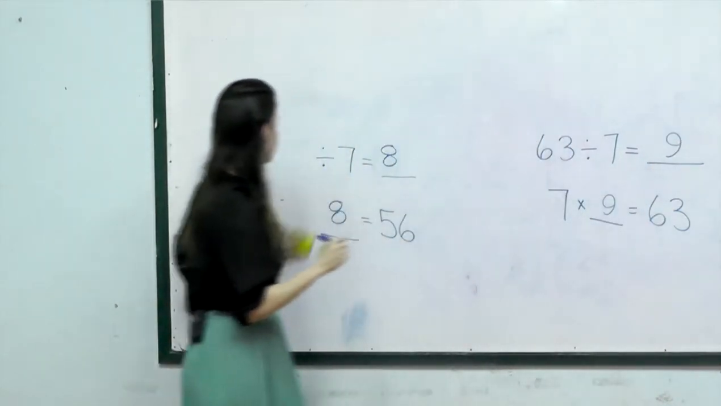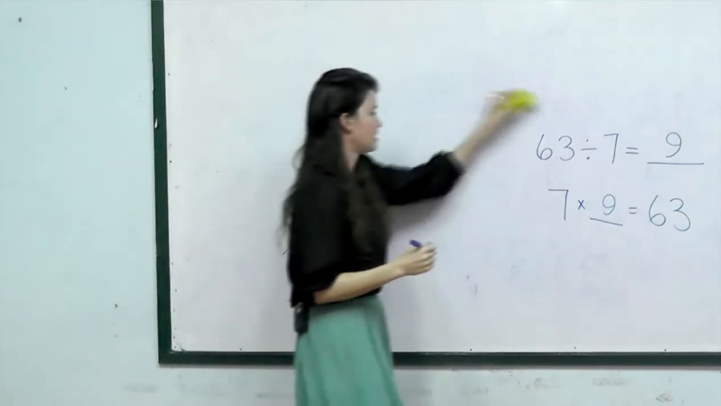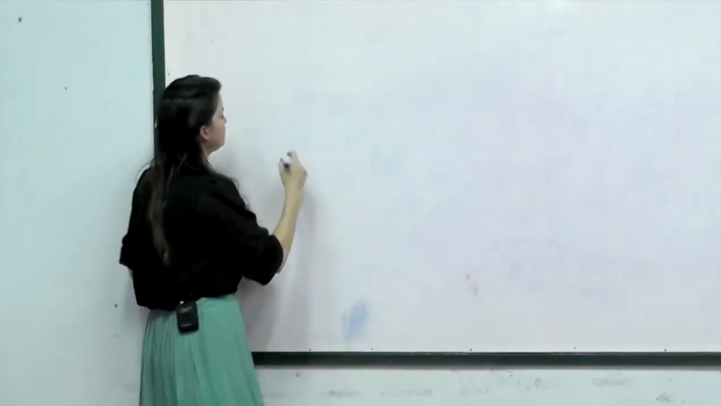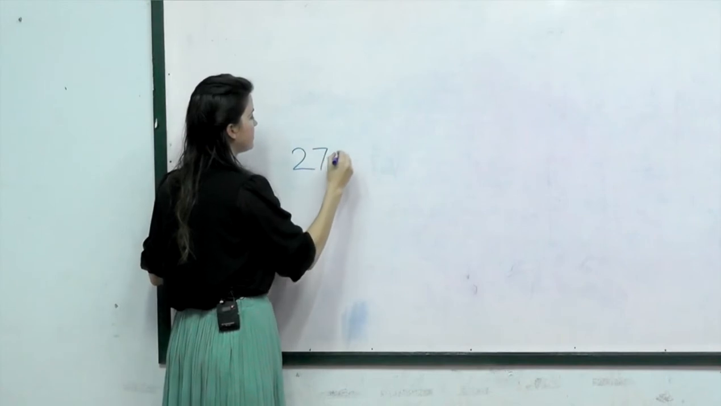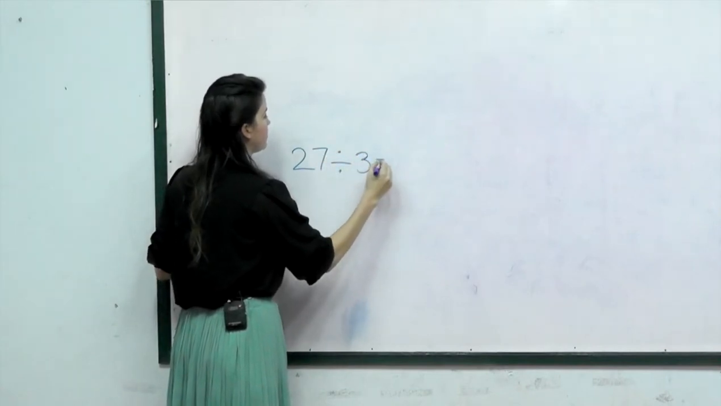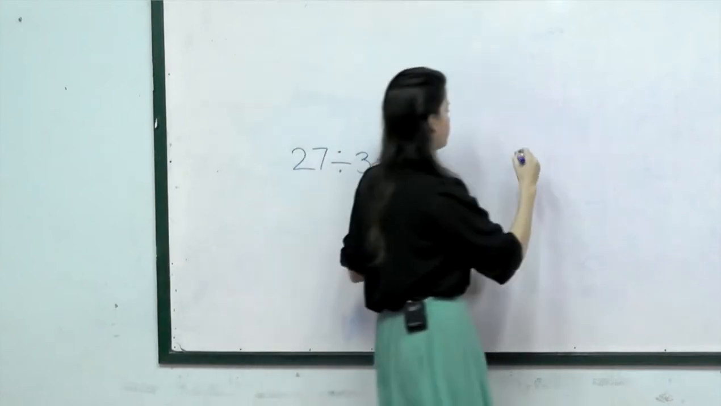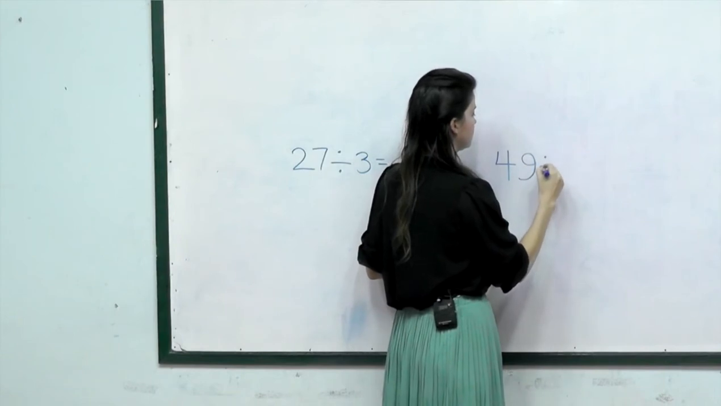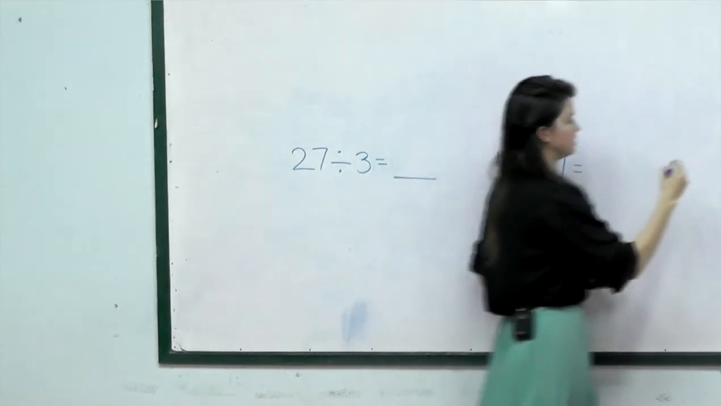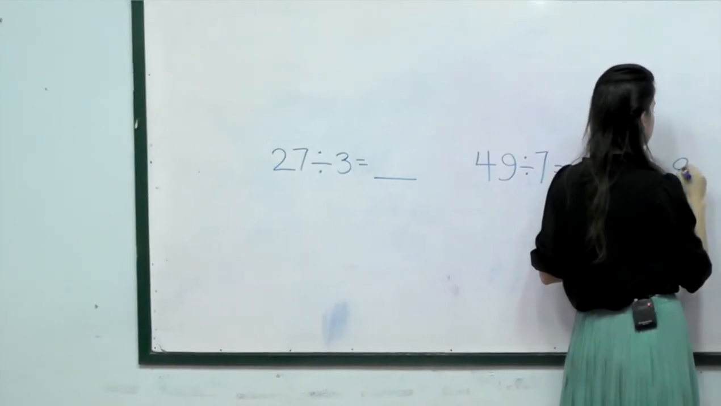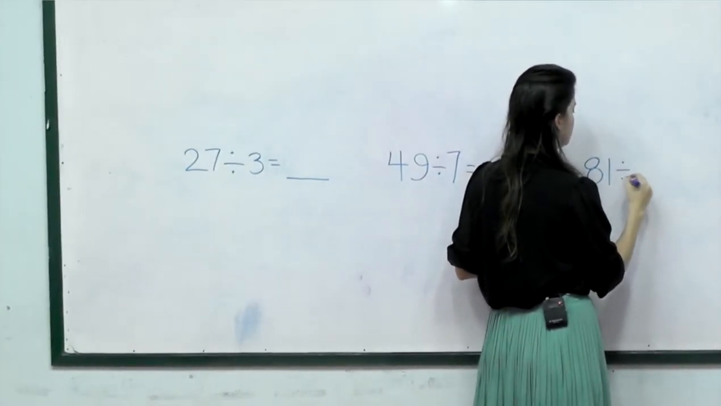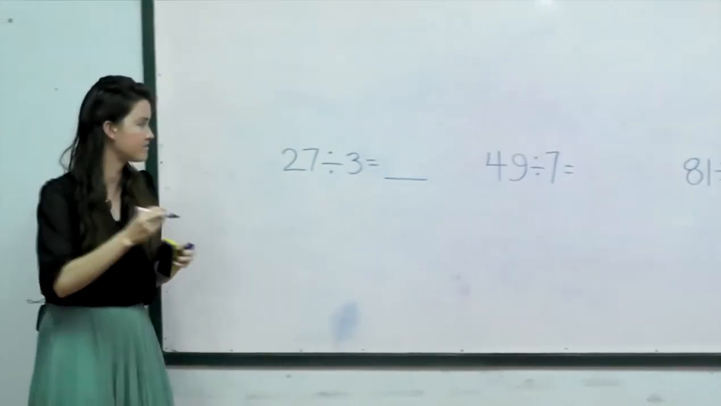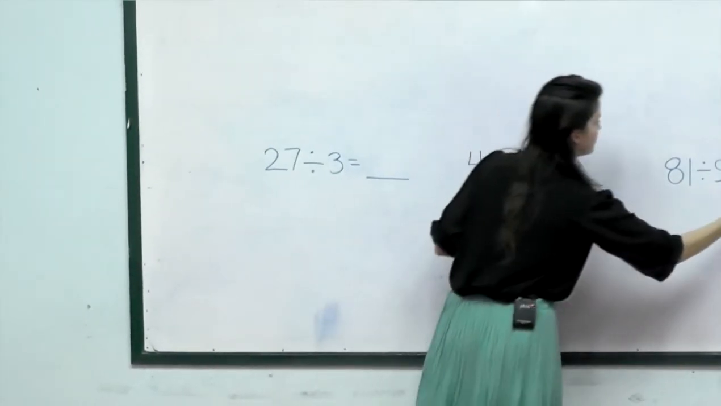Okay, we're gonna have some friends come up and help us out at the board. So let's try a few more. Let's do 27 divided by 3 equals what? We'll do a couple so that we can have a few friends come up. 4, 4, 4. Okay, friends, we're gonna have some volunteers come up and help us.